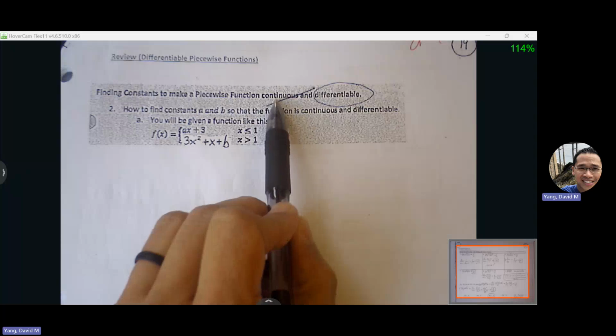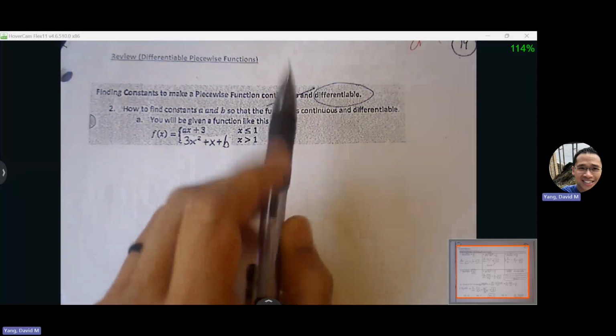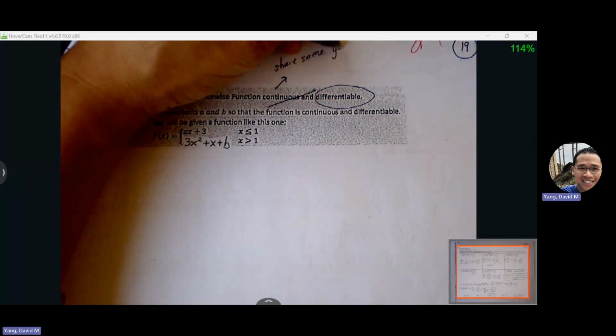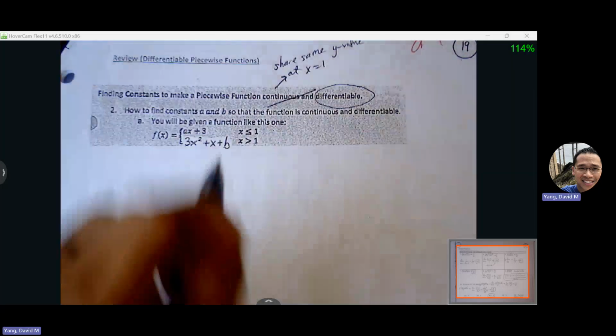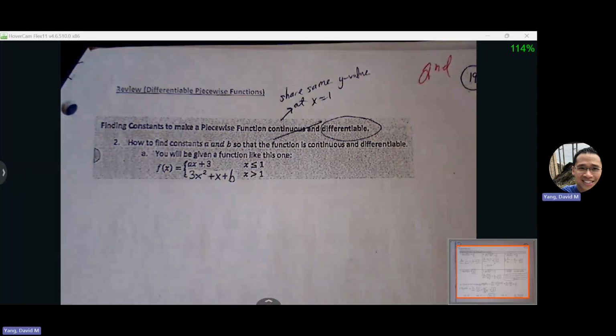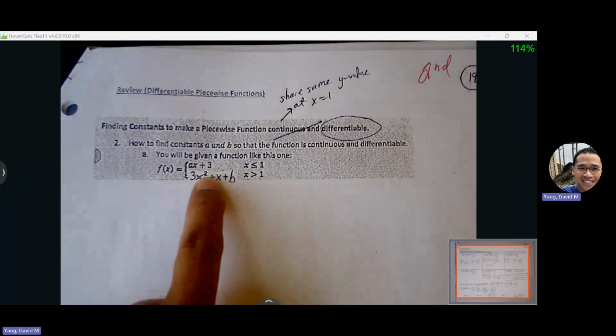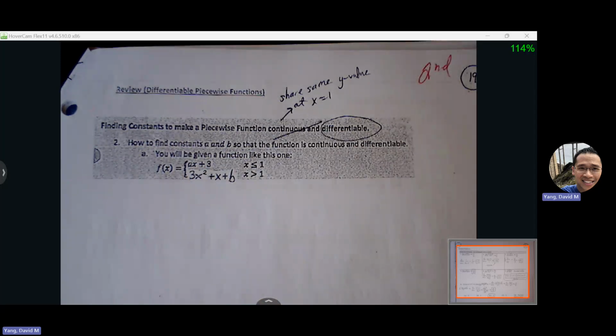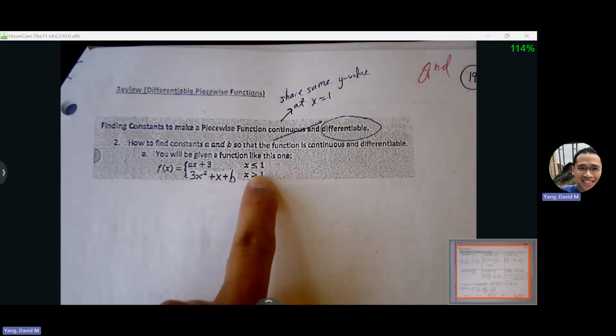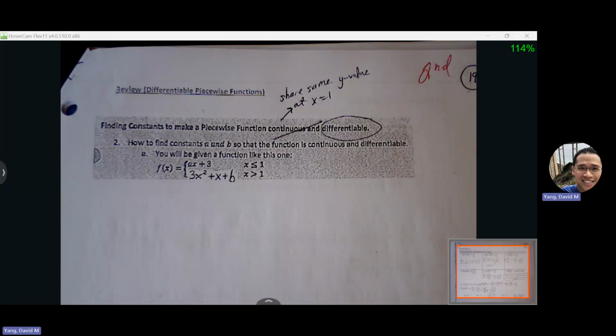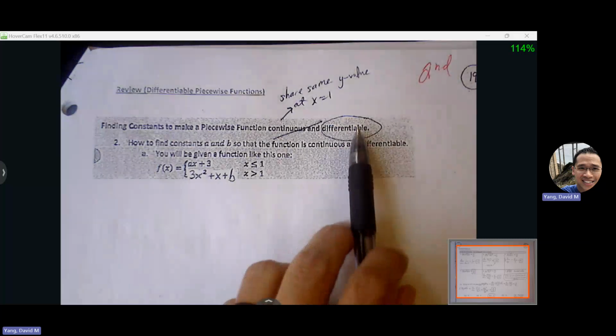But we're told that not only are they connected, meaning that they're going to share the same y value at x equals 1. So we can say that they must share the same y value at x equals 1, because that's the only place where the graph may be disconnected, right? These are both going to be nice polynomials or linear equations where normally there wouldn't be any breaks, but because you're breaking them off at 1, if they don't connect, then we're going to experience a break.